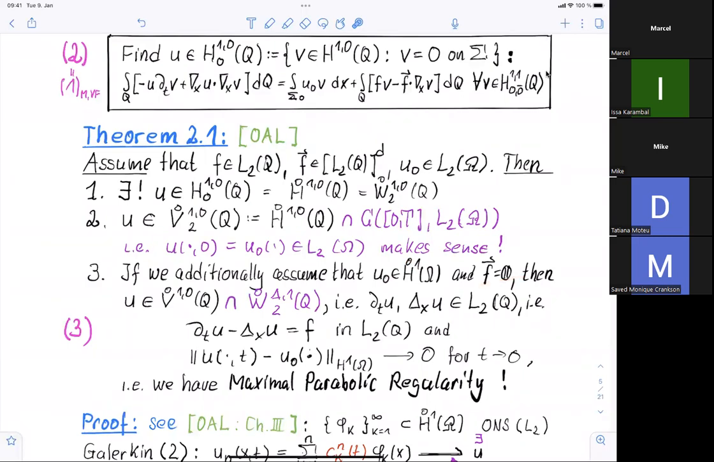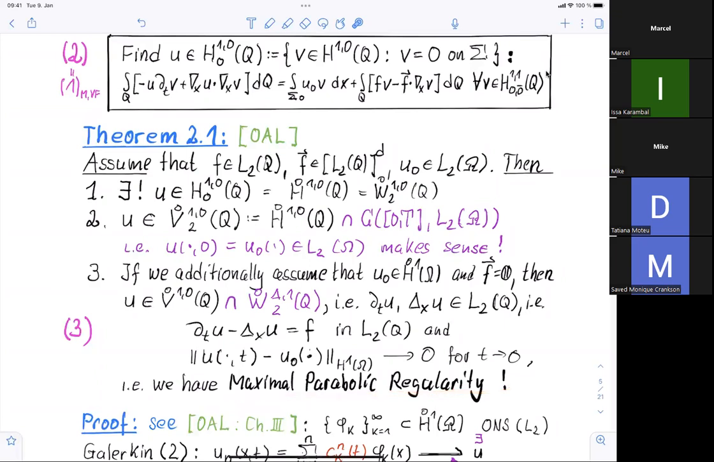Then the solution, okay, we know this is in this space, but additionally is in this space. And this W means that the Laplace operator of u is in L2, and the time derivatives are now also in L2. And we have some continuity in the sense not only of L2, but of H1. So the initial conditions are in the class of H1, right? And this is called nowadays maximal parabolic regularity.